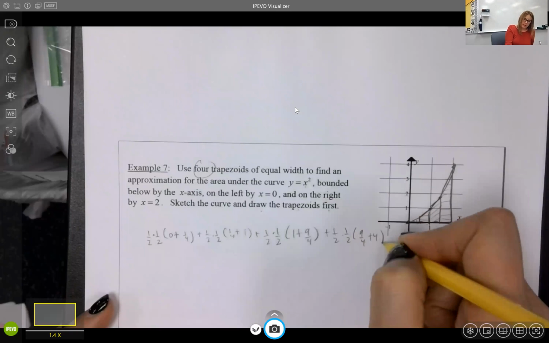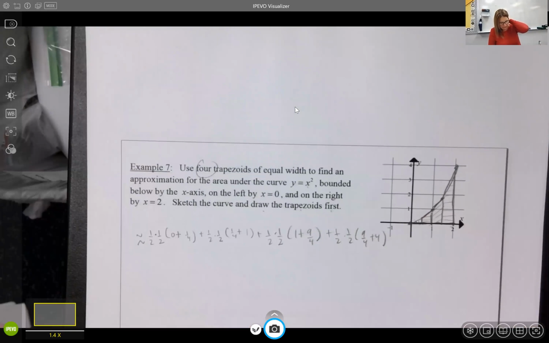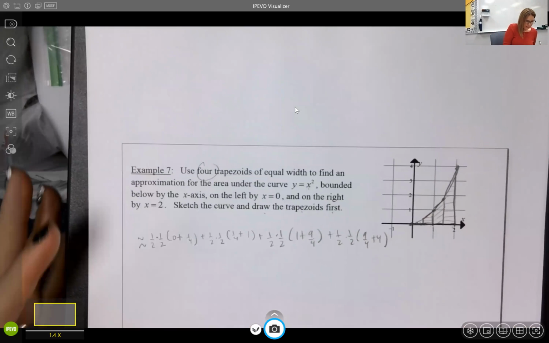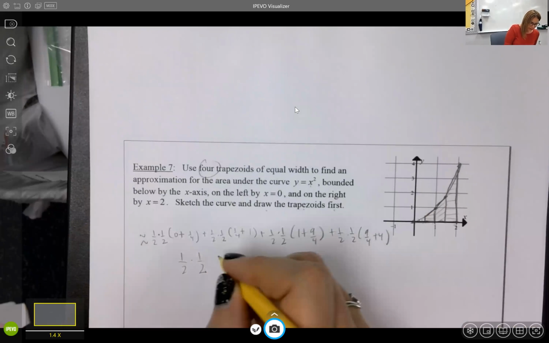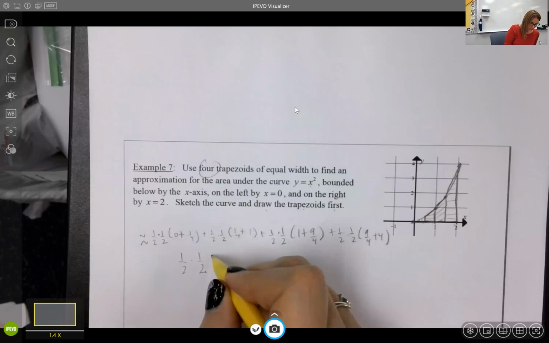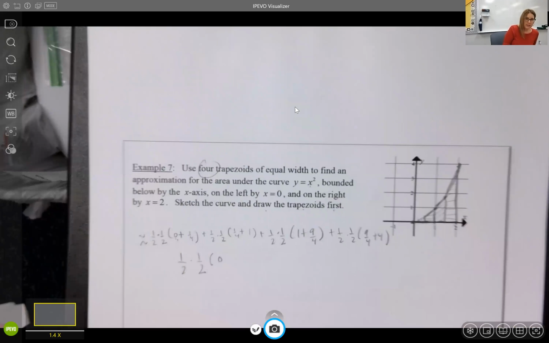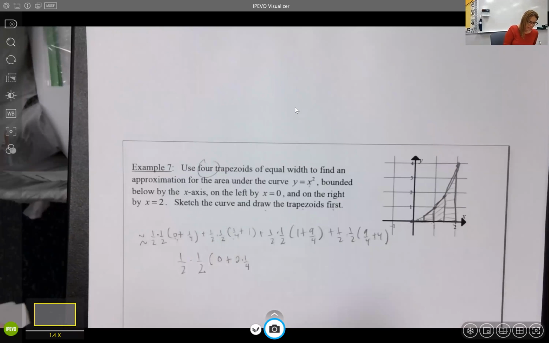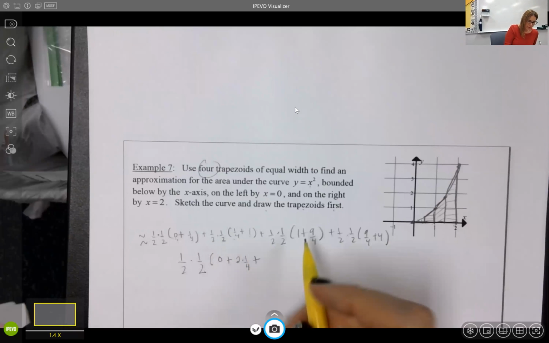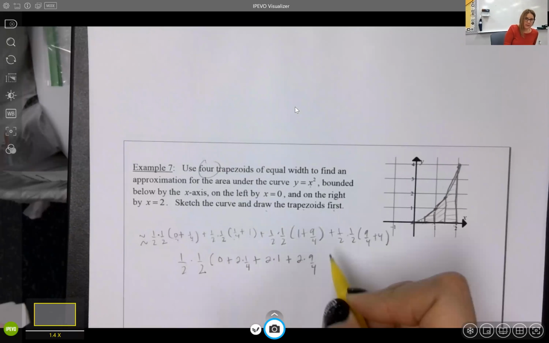9/4 plus 4. Okay, so this is going to give me my approximate area of that trapezoid. And what we find out is I can write this as 1/2 times 1/2, because that's on every single term, right? And then I'm going to multiply that by, well, I notice there's a 0 here, so I'm going to write the first number first by itself. And then I see there's a 4th here and a 4th here, so I'm going to do 2 times a 4th. And then I notice that there's a 1 here and a 1 here, so 2 times 1. 2 times 9/4. And then the 4 at the end.